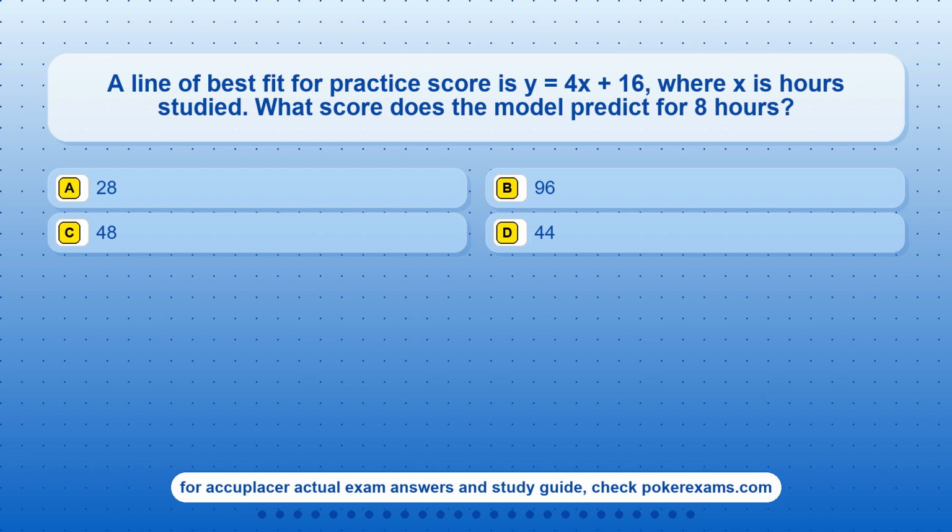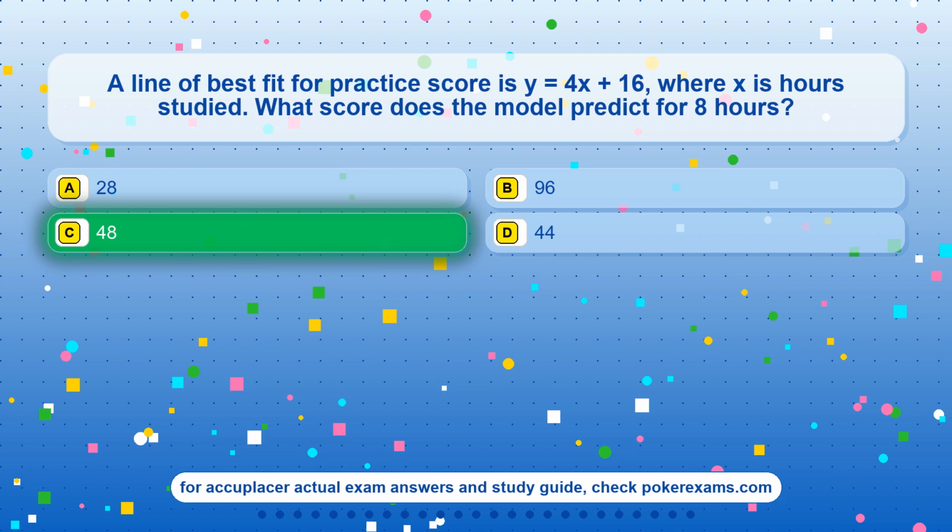Question 17. A line of best fit for practice score is y = 4x + 16, where x is hours studied. What score does the model predict for 8 hours? Option A, 28. Option B, 96. Option C, 48. Option D, 44.